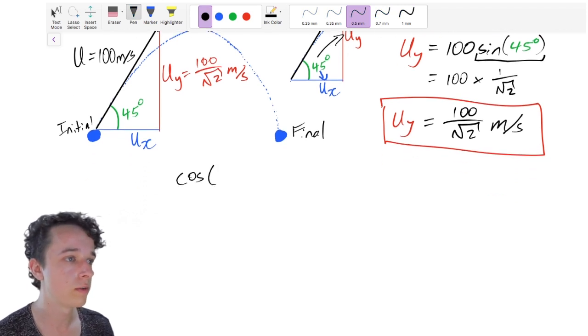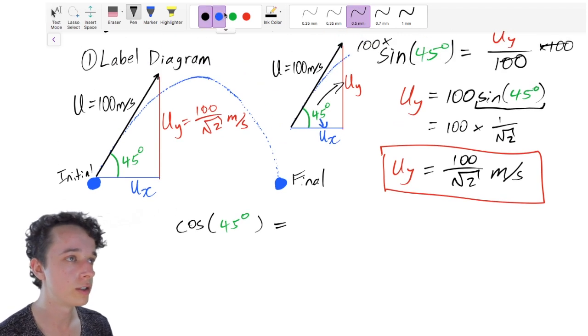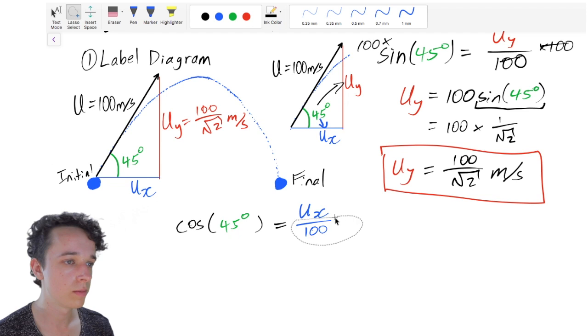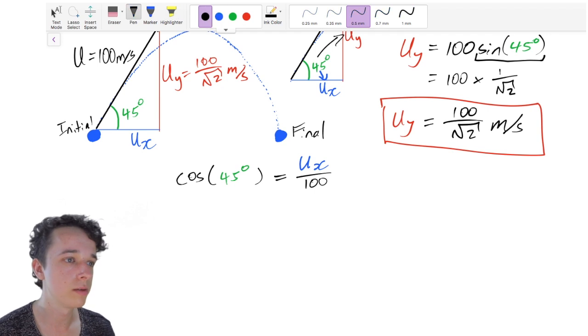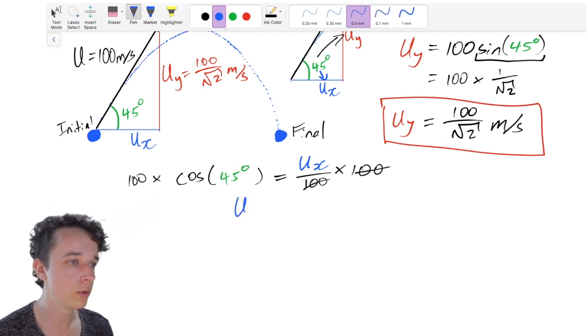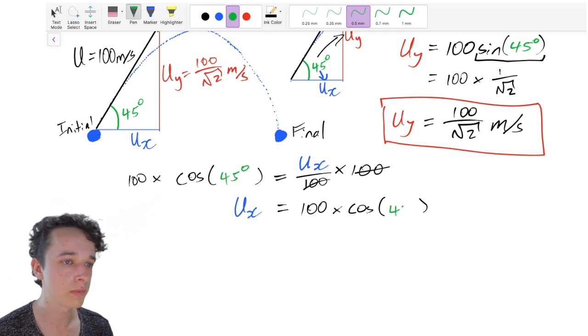So cos of 45 degrees is equal to adjacent over hypotenuse, which is ux over 100. And now again, multiply both sides by 100 in order to get ux on its own, because these hundreds cancel out. ux is equal to 100 multiplied by cos of 45 degrees.